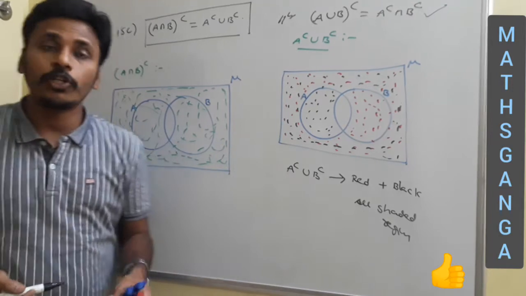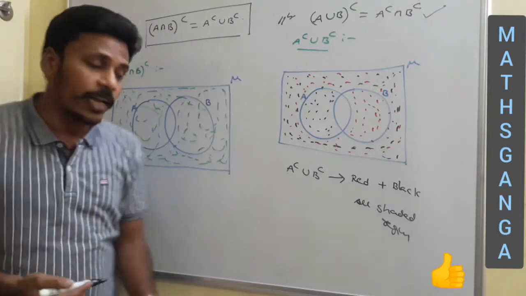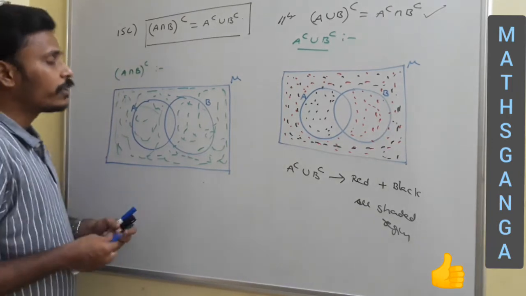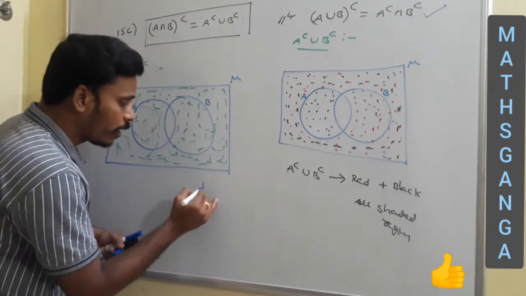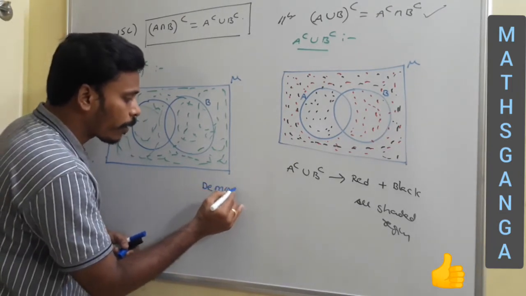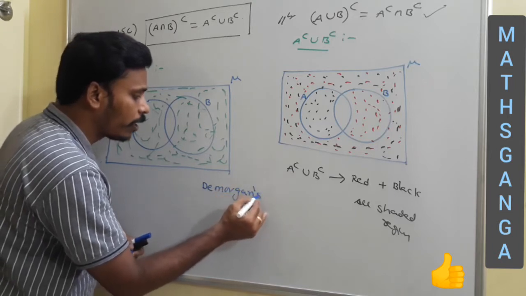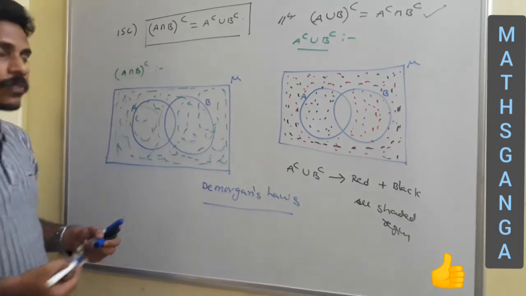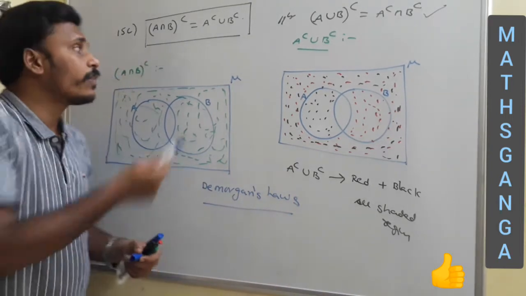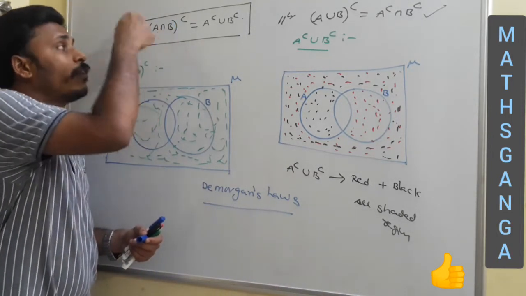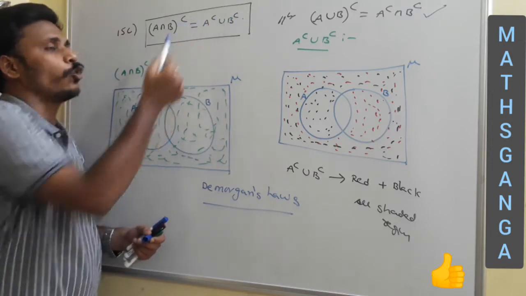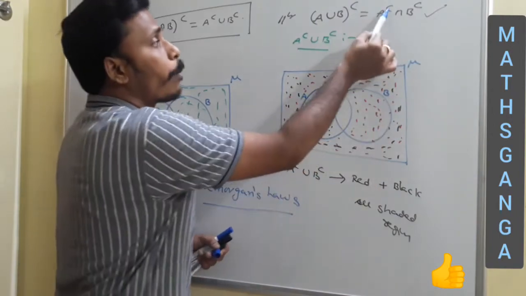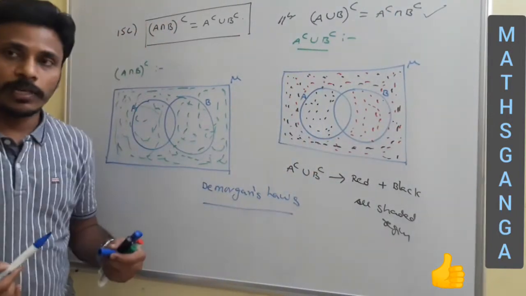And as I mentioned, these two laws are called De Morgan's laws. I mentioned this in the last class. These two laws are named after the mathematician De Morgan, and are called De Morgan's laws of sets. You need to memorize that. Intersection with the complement will become complements with union, and union with the complement will become complements with intersection. Just have a look.